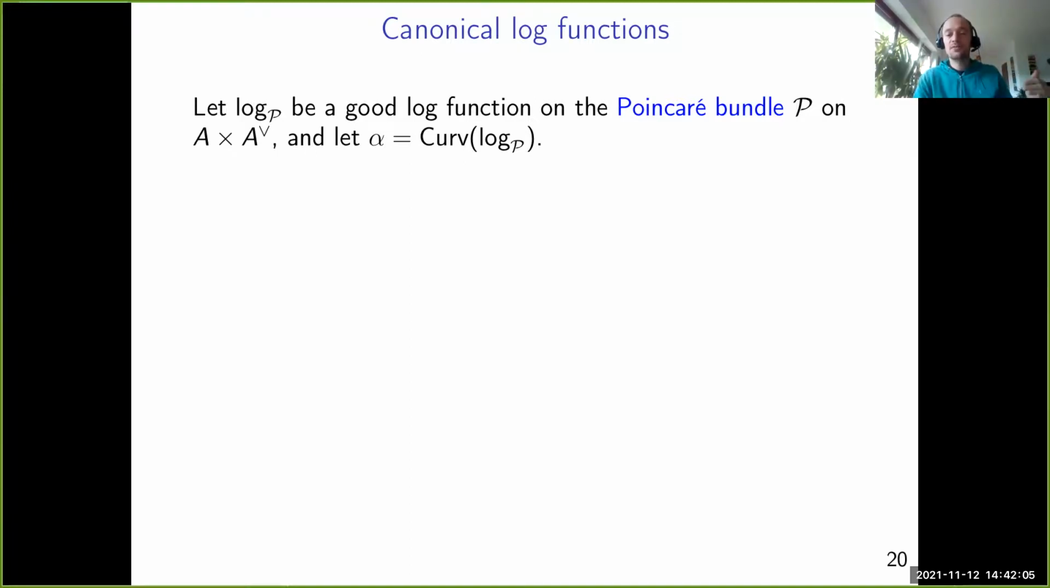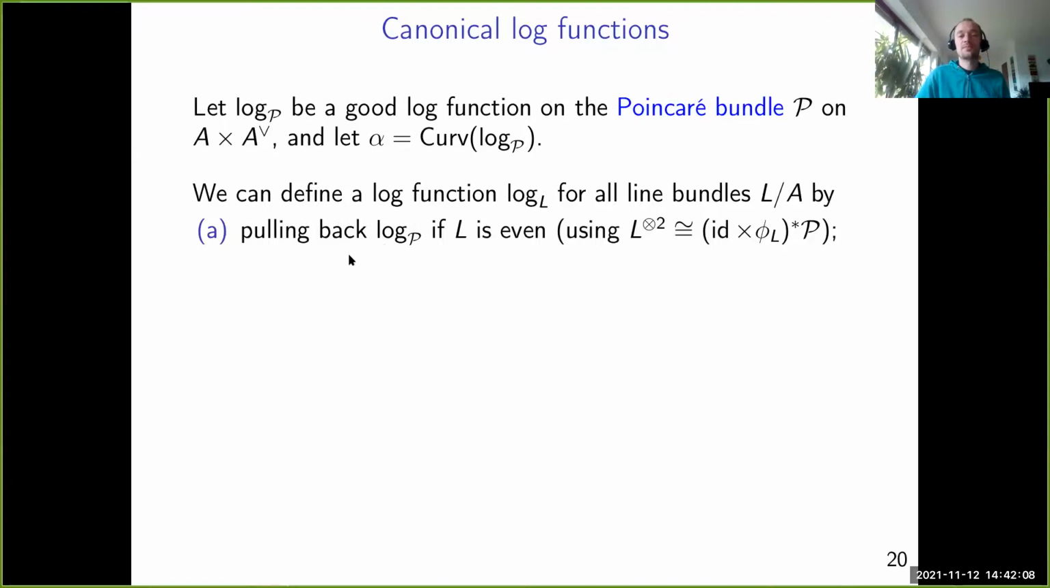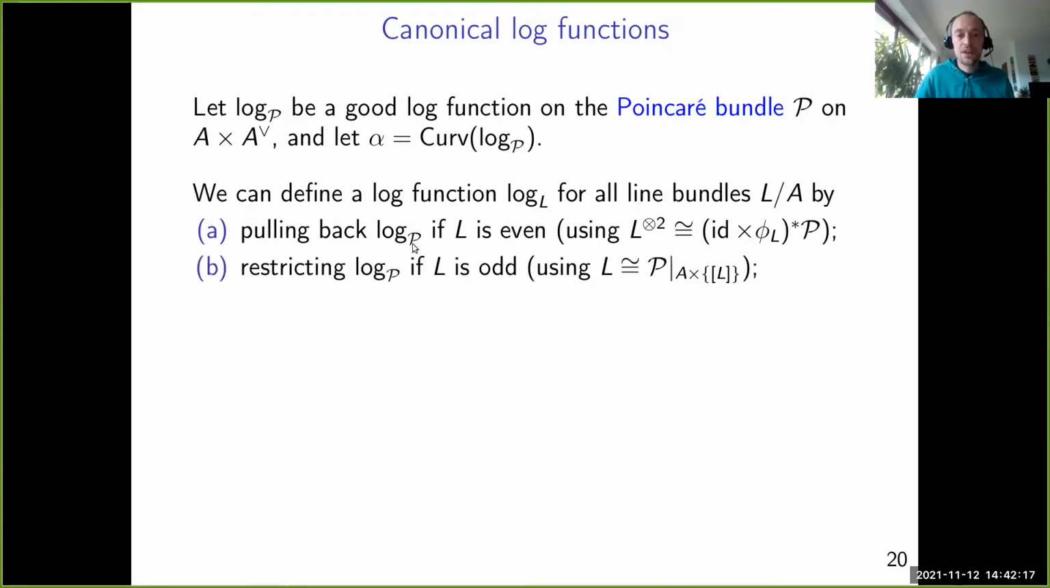And then we can use that to define log functions on all line bundles. If L is even, then I can use pullback from the Poincaré bundle to define a log function. If L is odd, then I can restrict the Poincaré bundle to recover L, or at least the line bundle isomorphic to L, and then I can use that to define log L in terms of log P. And so for general line bundles on A, I can just use additivity, right? Because I can write any line bundle as the tensor product of an even and an odd line bundle.